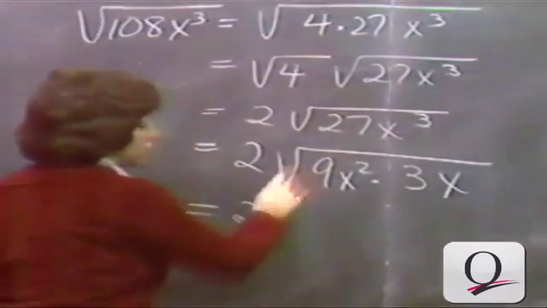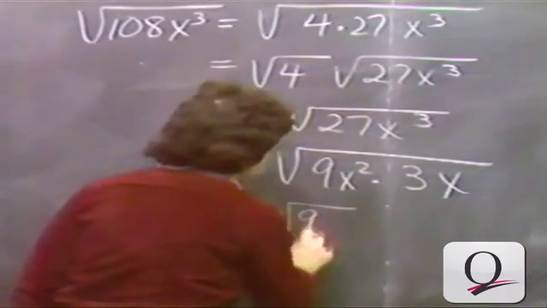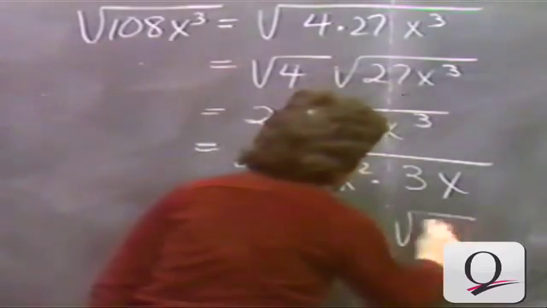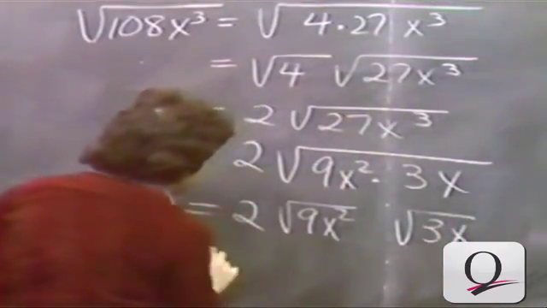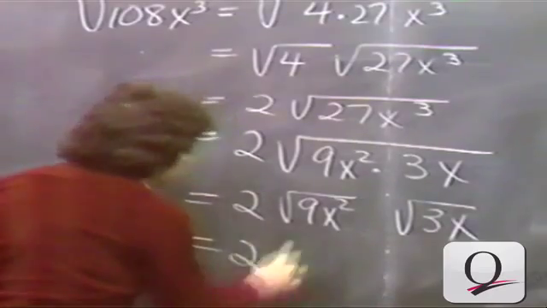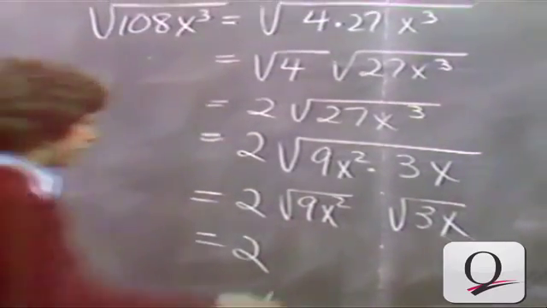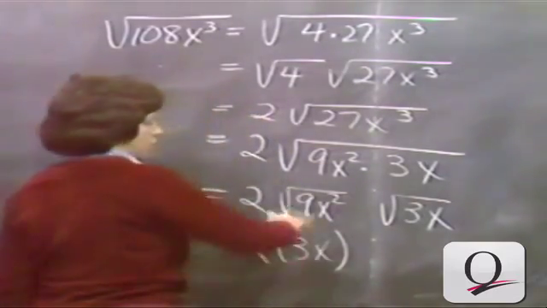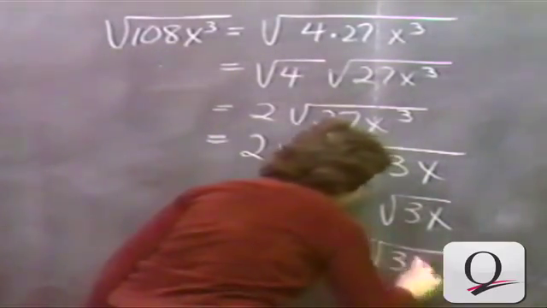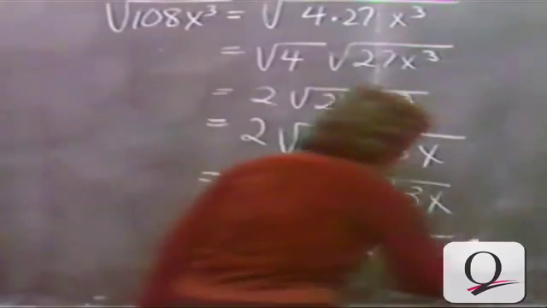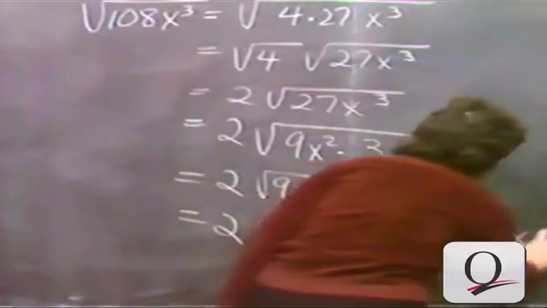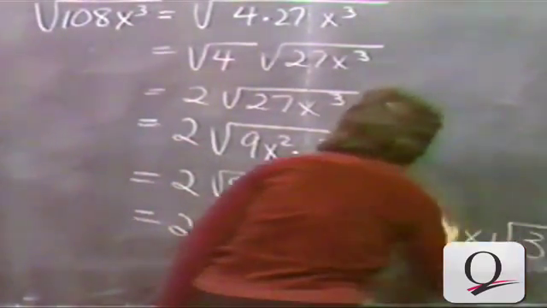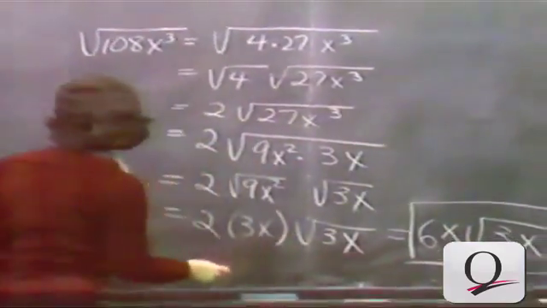So we can make this the square root of 9x squared times the square root of 3x. This gives us now 9x squared is a perfect square factor. The square root of 9x squared is just 3x. And times the square root of 3x, giving us, as an answer, 6x times the square root of 3x, which is the same answer that we got over here.